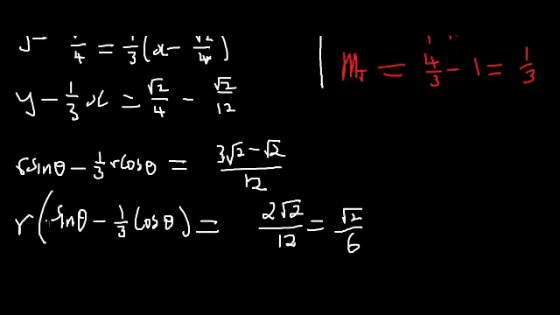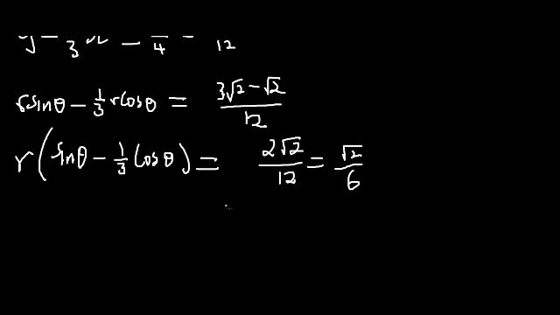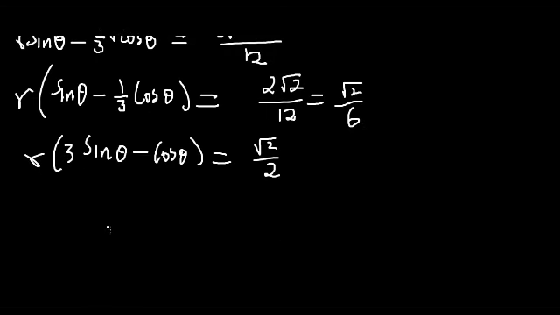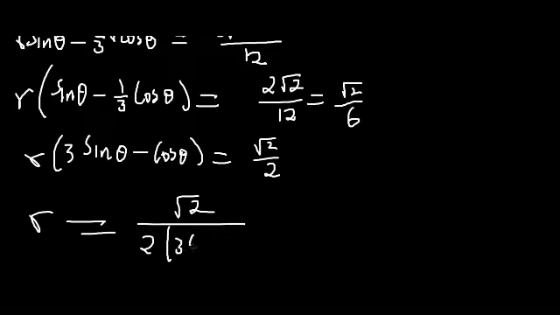We can first of all multiply by 3, so multiplying by 3, we are going to get r into 3 sin theta minus cos theta, and multiplying by 3 here, we're going to have root 2 on 2. Because 3 will go to 6 two times, dividing all through now by that, we're going to have r to give us root 2 all over 2 in bracket 3 sine theta minus cos theta.